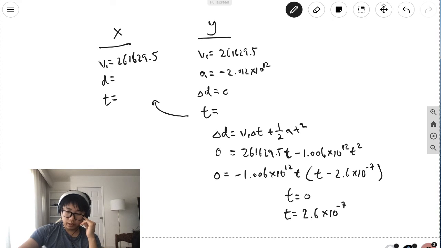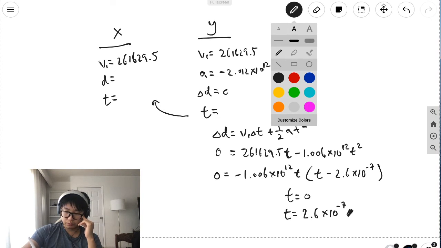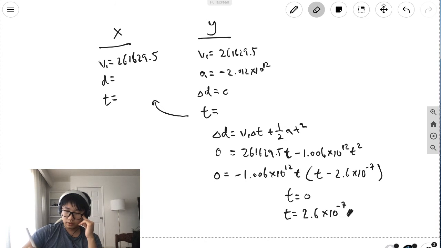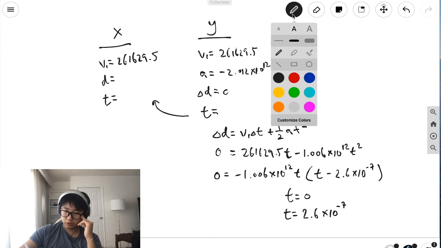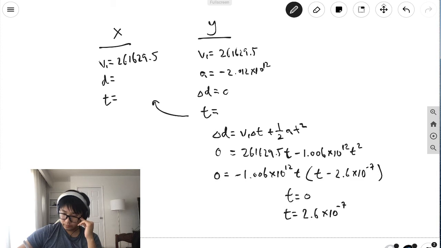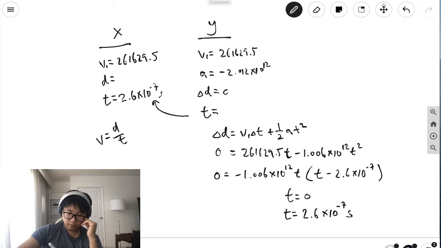So now we can transfer that onto my x direction. So this is pretty much projectile, except the beginning part where I forgot what the force actually was. Right, so if v equals d over t, then d must equal v times t. So we're just really multiplying those two numbers together. And we got 0.068 meters.